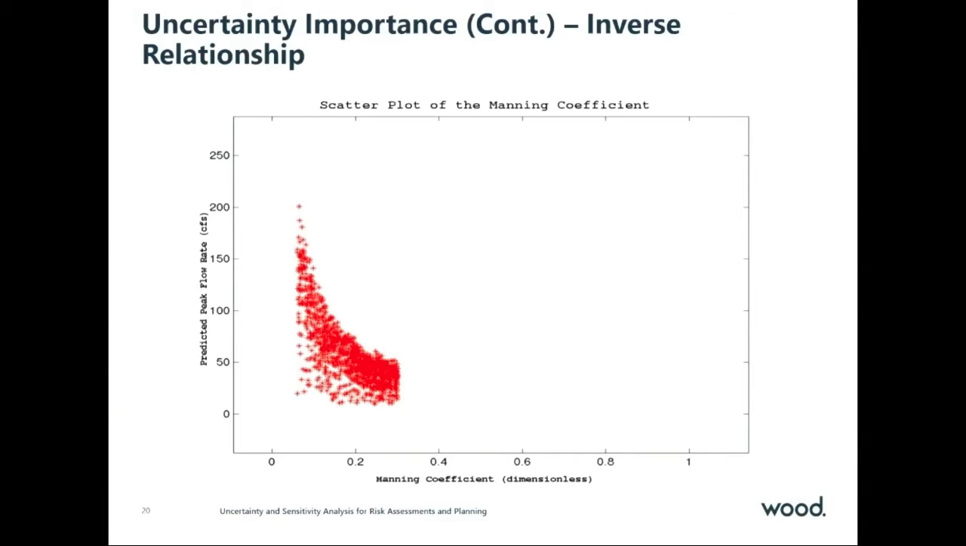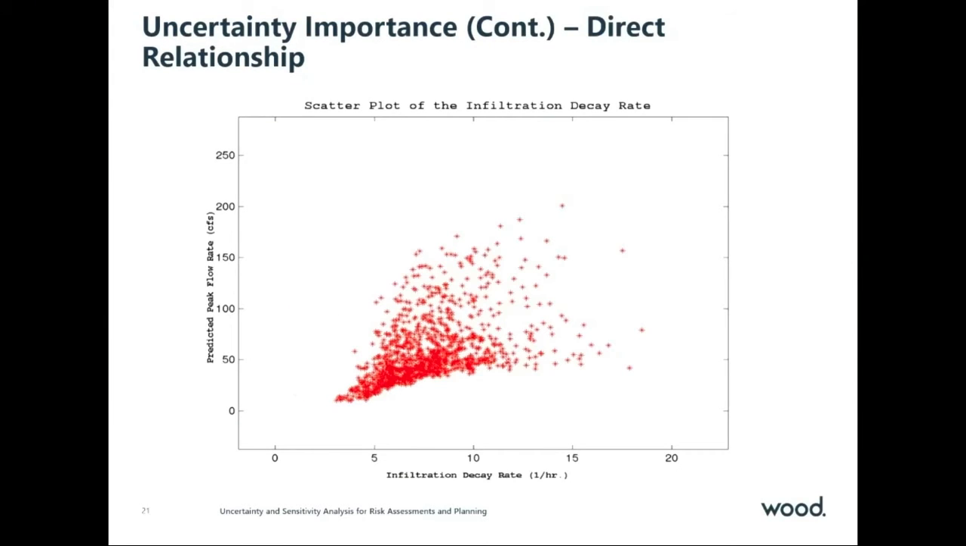In other words, the higher the predicted peak flow rate, the lower the value of the Manning coefficient. And this is consistent with the inverse mathematical relationship between Manning coefficient and overland flow. The second example is the relationship between the decay rate from the infiltration and the peak flow. It shows a clear direct relationship between the infiltration decay and Q. The higher the decay rate, the higher the predicted peak.